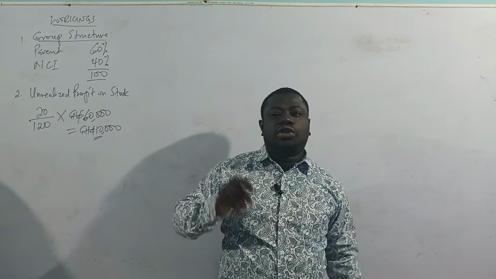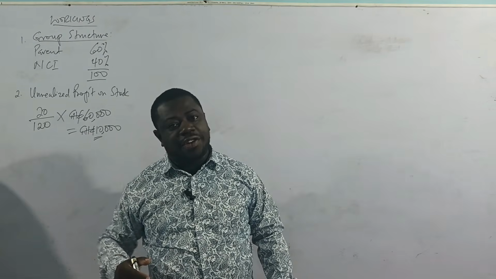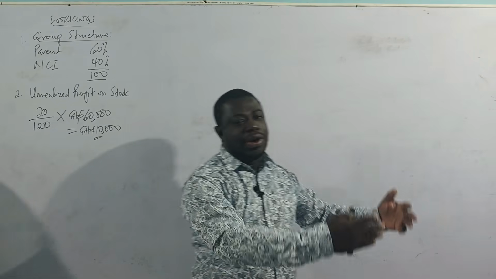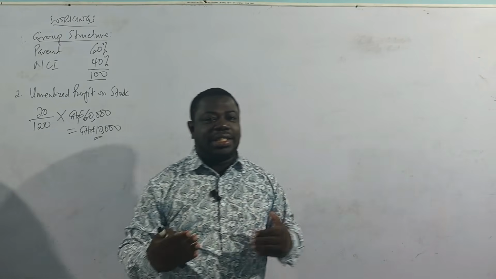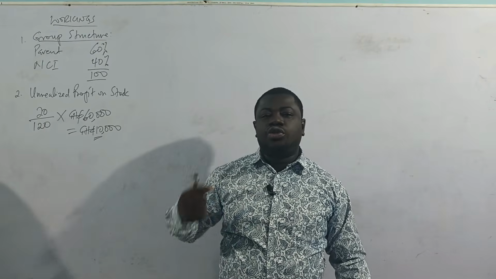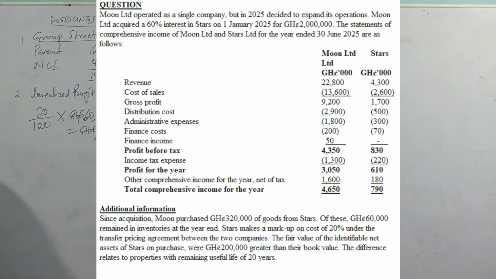Now, we are also told that that particular item of asset that has an increase in the fair value has a remaining useful life of 20 years. So the extra 200,000 that has been added is an extra fair value, which will equally be depreciated. That is going to bring an additional depreciation to the financial statement. Let me read it again.